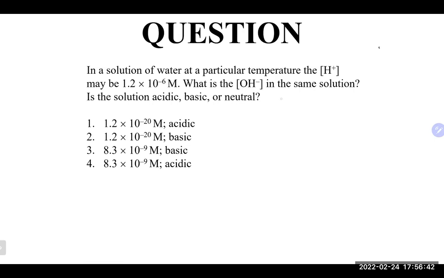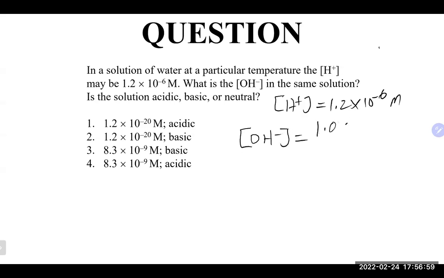Here we're given the H plus concentration of 1.2 times 10 to the minus 6. We're looking for the OH minus concentration. So again, as we just talked about, it's pretty much the same calculation regardless of which one you're solving for. The OH minus concentration would be 1 times 10 to the minus 14 divided by our H plus concentration, which would be 1.2 times 10 to the minus 6.